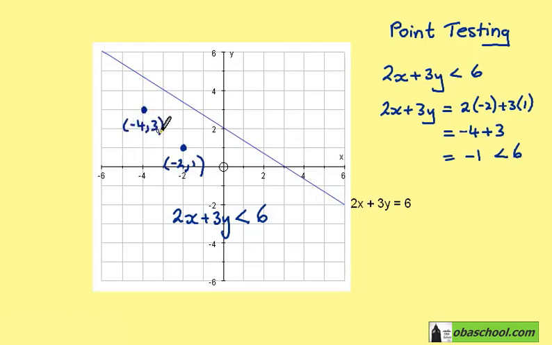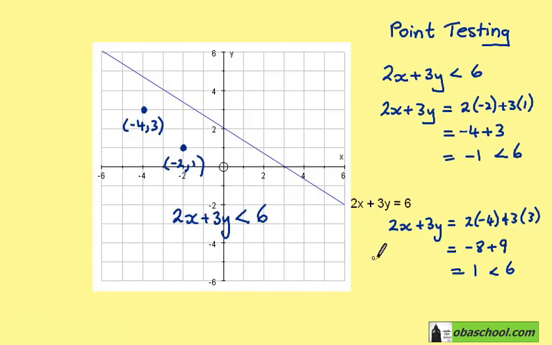Take another point to illustrate, (-4, 3). 2x plus 3y will be 2 times minus 4 plus 3 times 3. This is minus 8 plus 9, which is 1, which is also less than 6. So any point on this side of the line is in the region 2x plus 3y is less than 6.